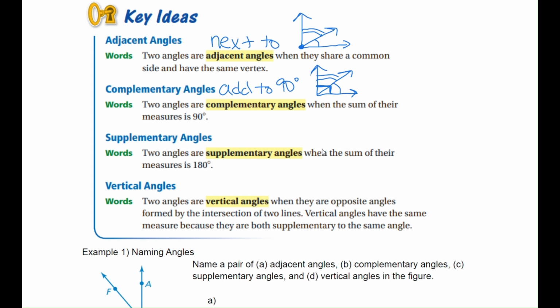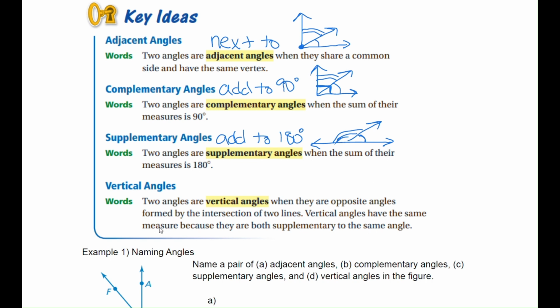We also have supplementary angles. Two angles are supplementary angles when the sum of their measures is 180 degrees. Basically they make a line together. So we have an angle here, and an angle here. If we add these two angles together, their sum is going to be 180 degrees.